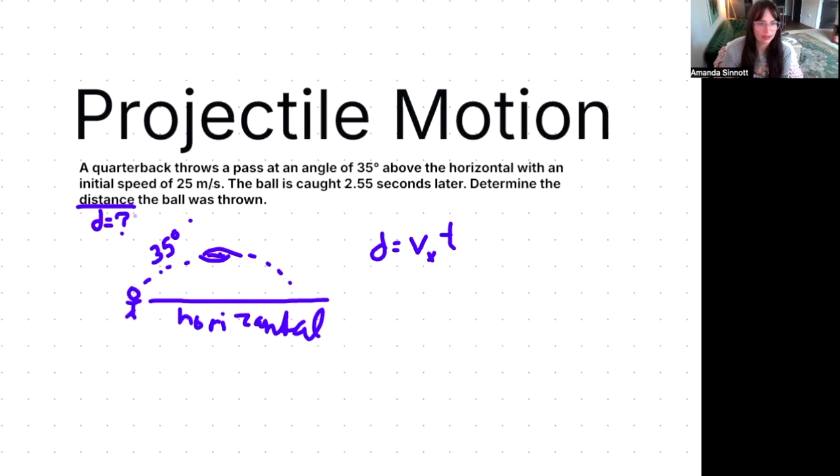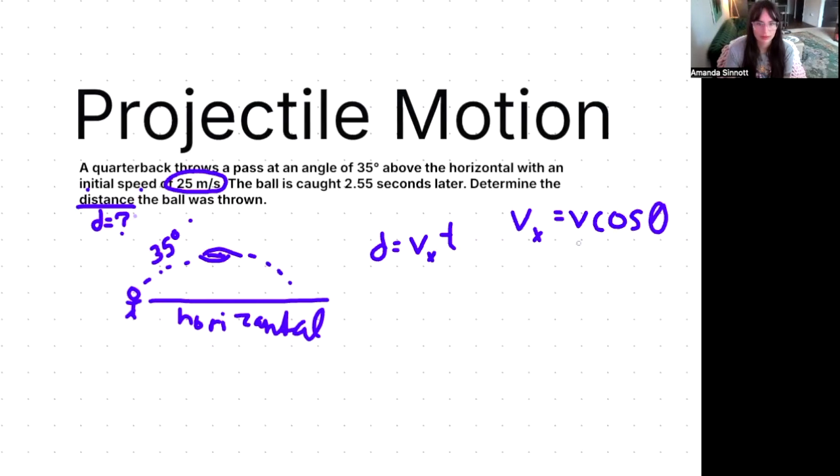However, we have a problem. We were given the initial speed, but we don't know the horizontal velocity yet. The 25 meters per second is the total velocity, but we need to break it down into horizontal and vertical pieces. Since we're interested in the horizontal motion, we're going to use cosine first.